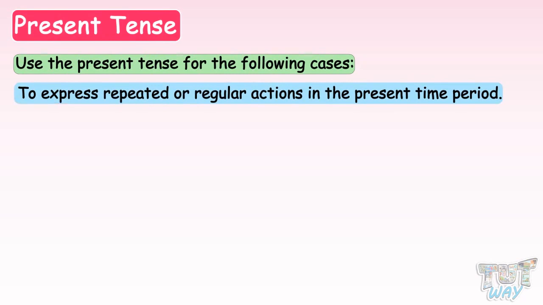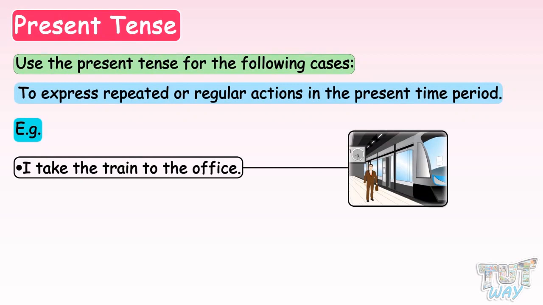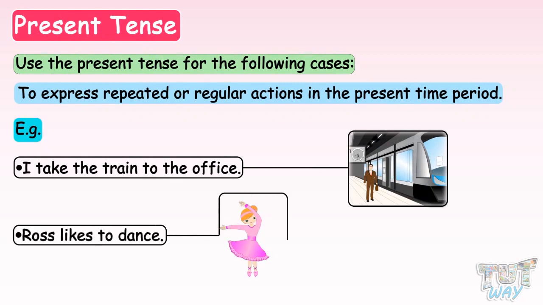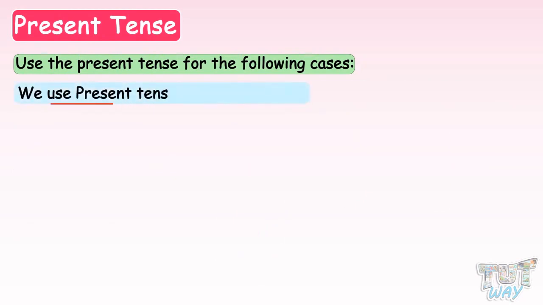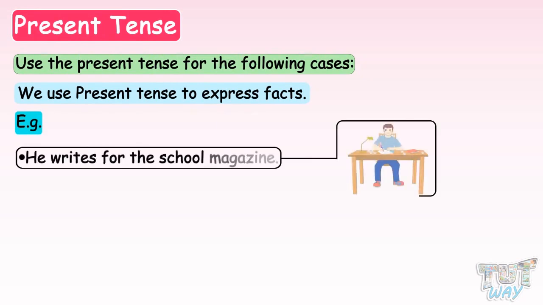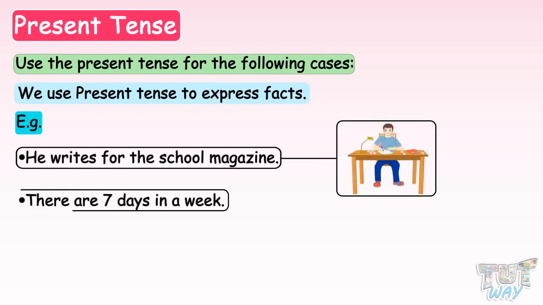period. For example, I take the train to the office. Ross likes to dance. Next, we use present tense to express facts. For example, he writes for the school magazine. There are 7 days in a week.